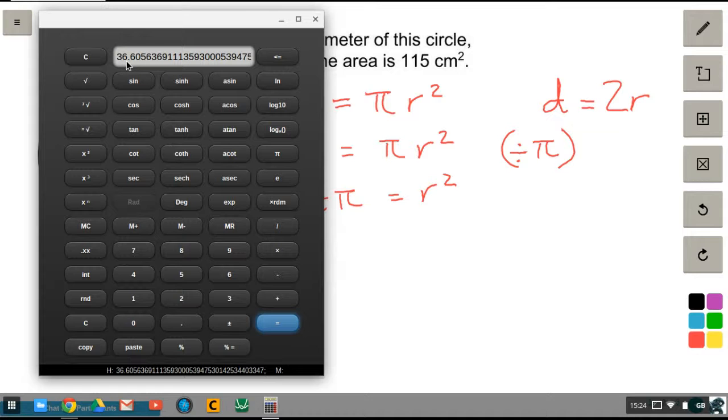So I'd write down 36.60563 or 564 for my temporary answer at this point in time. However, it should be possible for me to keep this in the calculator because I'm just going to keep doing operations to that number, and so then I don't have to round it at all. So let's leave that as it is at the moment, 36.61-ish.